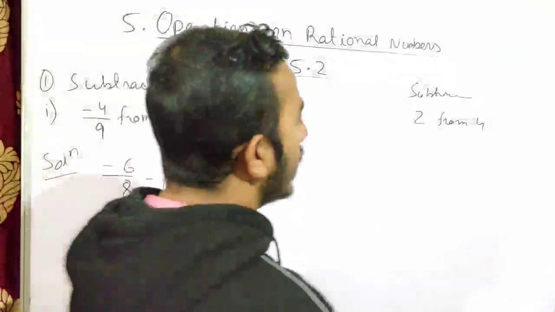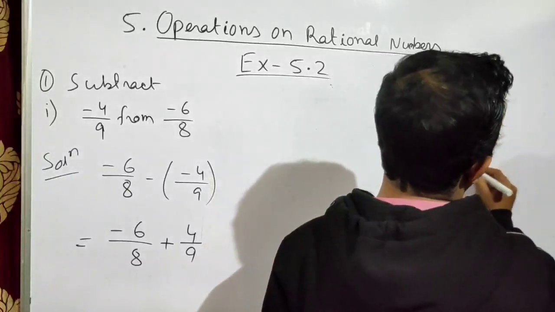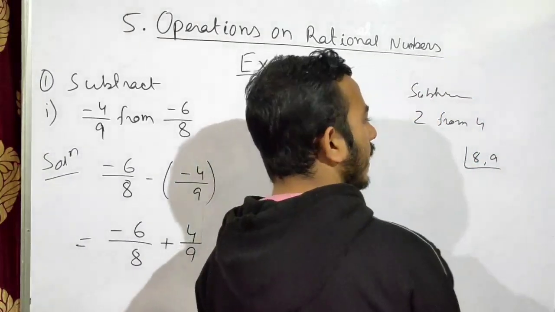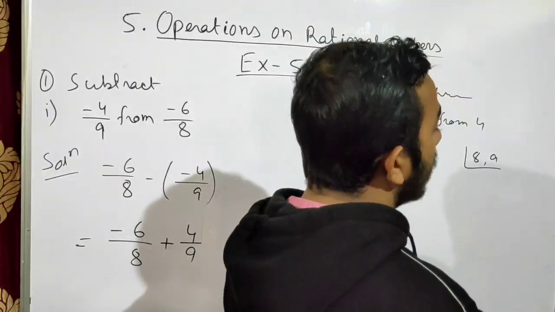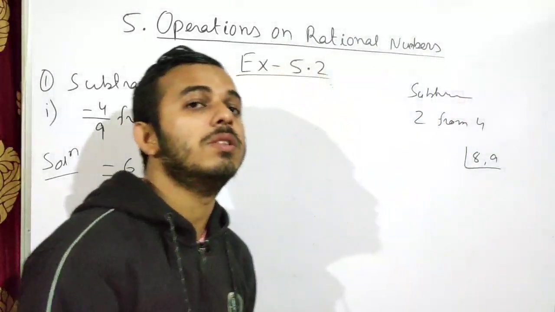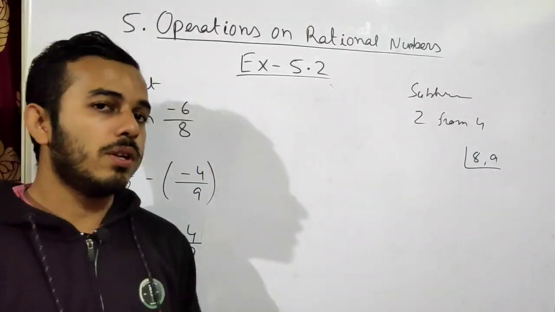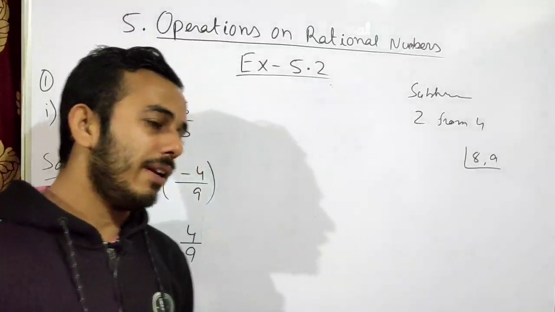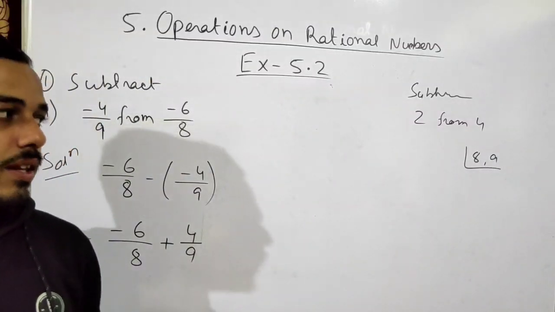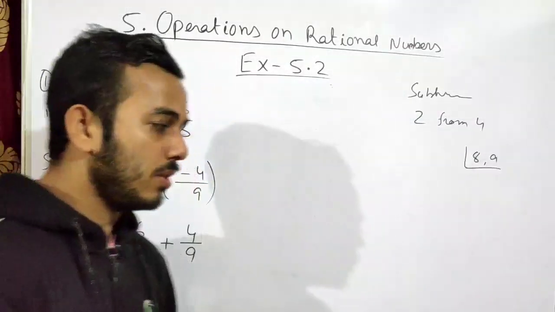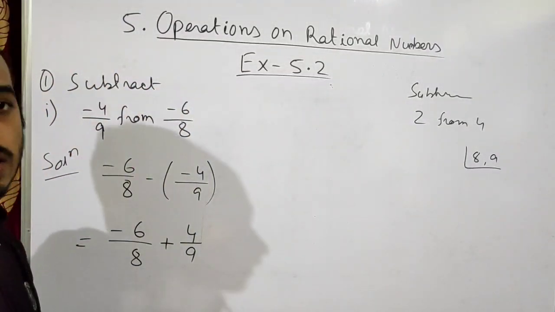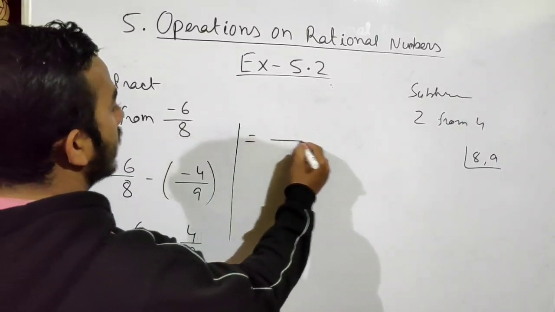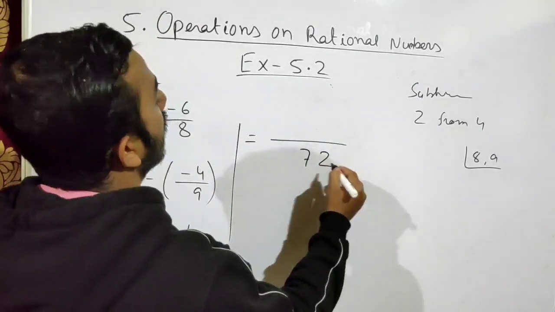What is the LCM of 8 and 9? Look at the board, 8 and 9, LCM is what? 8 into 9 is 72, isn't it? We can find it like this also, we can multiply the numbers. If the numbers are small, we can just multiply, and if the numbers are large, then we can find the LCM through that process. So 8 into 9 is 72. So the LCM of 8 and 9 is 72.